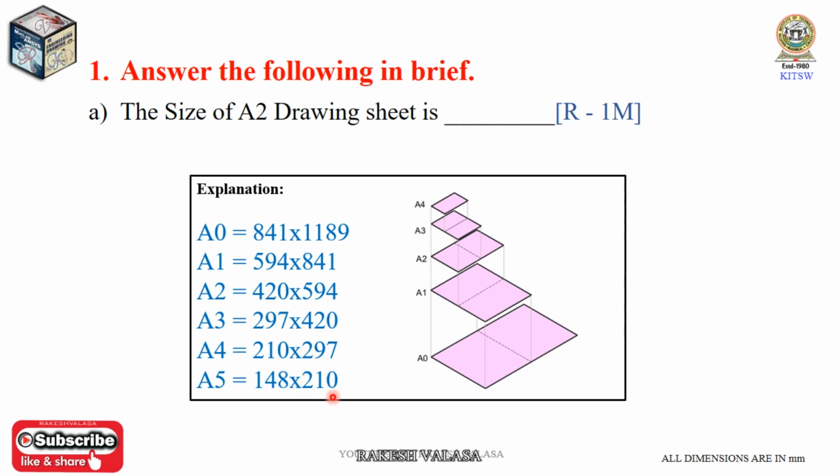So you can remember the A0 sheet, that is 841 into 1189, that is H into W. So the answer for the given question is A2: 420 into 594 mm. Answer is 420 into 594 mm.